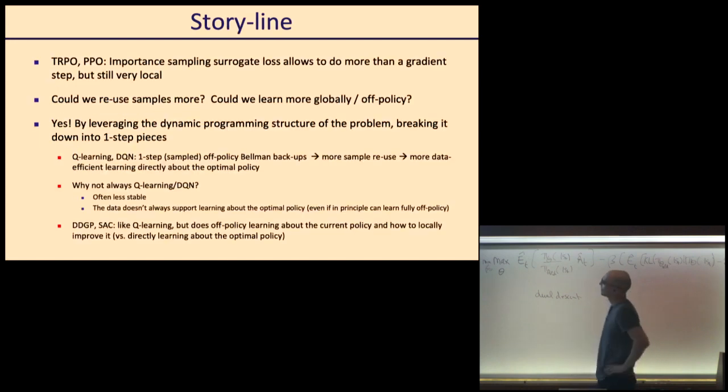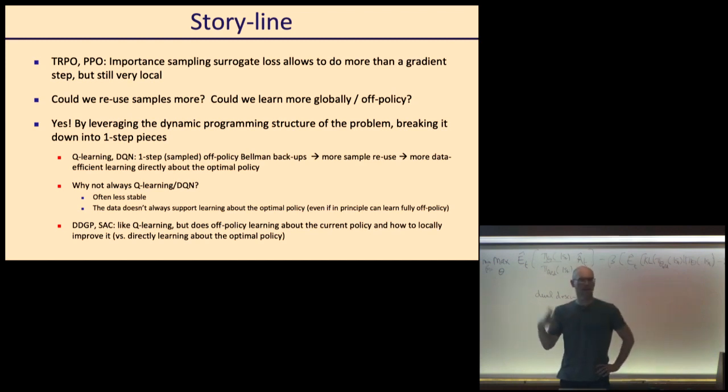So what's the storyline? With TRPO and PPO, there's an importance sampling surrogate loss, which allows us to do more than a gradient step, but it's still very, very local. If our data collection is super cheap, that's fine. We do a local step, collect new data, and repeat, and that's the regime where you're going to want to use PPO. We're going to have the best wall clock time.